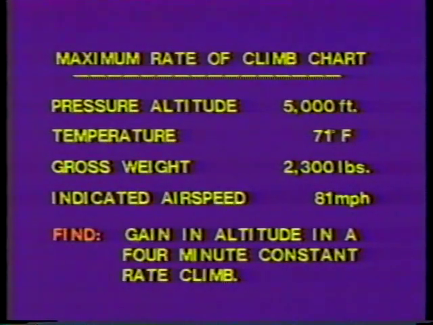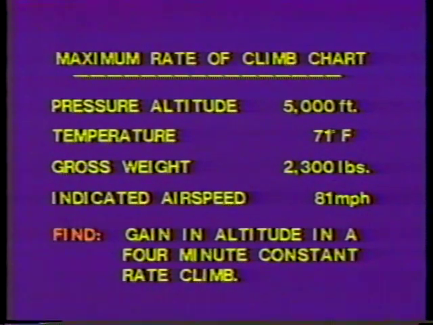The pressure altitude is 5,000 feet. Outside air temperature is 71 degrees Fahrenheit. A gross weight of 2,300 pounds, and the indicated airspeed is 81 miles per hour. What would be the approximate gain in altitude in a 4-minute constant rate climb?